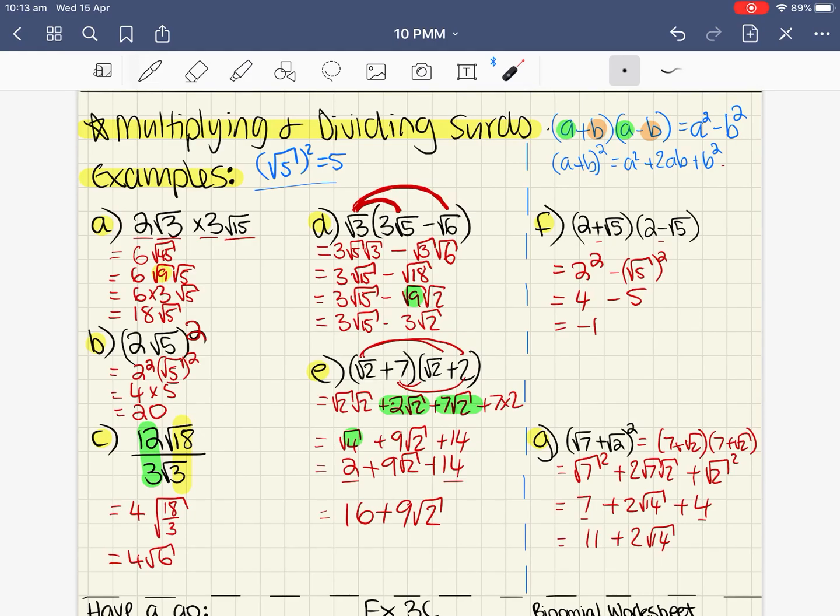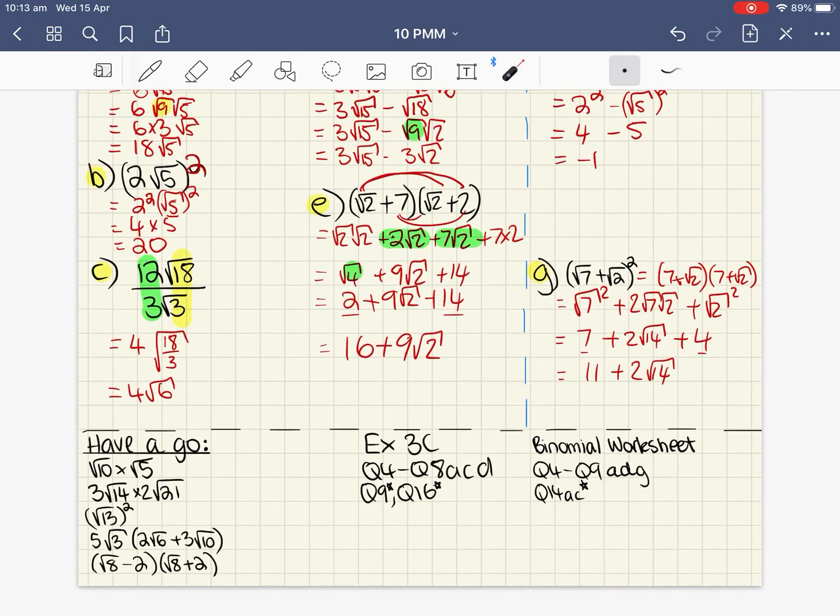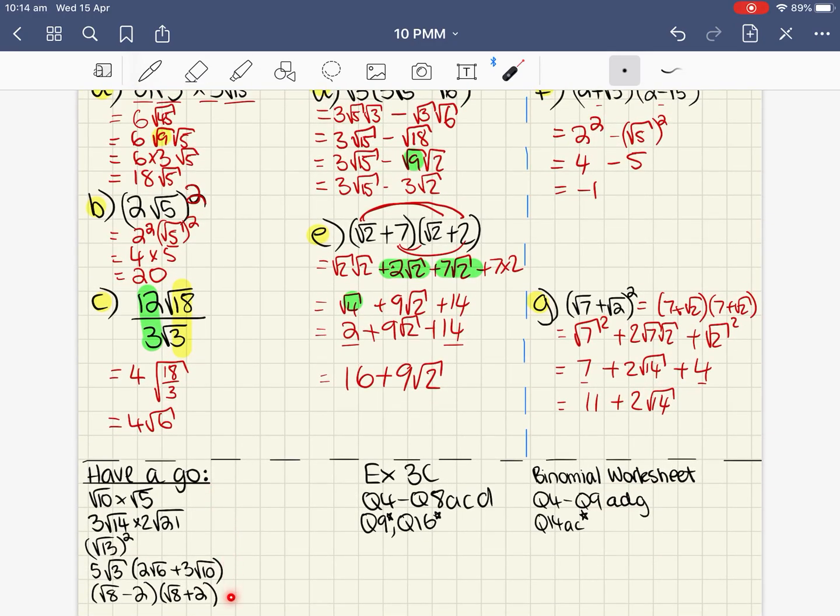Now I know that was a lot of examples, but that's just because there are so many different ways that we can multiply and divide surds based on all the knowledge that you currently have. Now, before I get you to get stuck into some questions, I want you to have a go at these 5 here. And I will let you know as well that with these 5 here, this is an example of each type of the ones above.